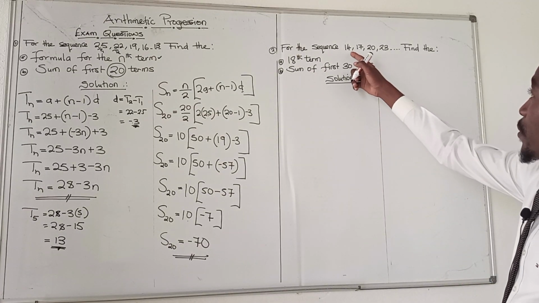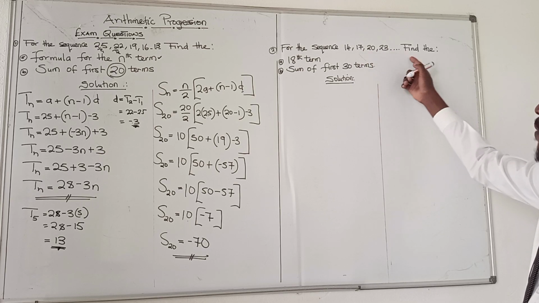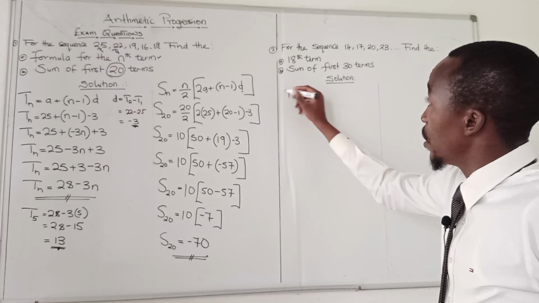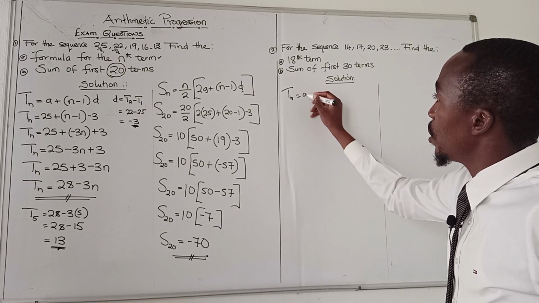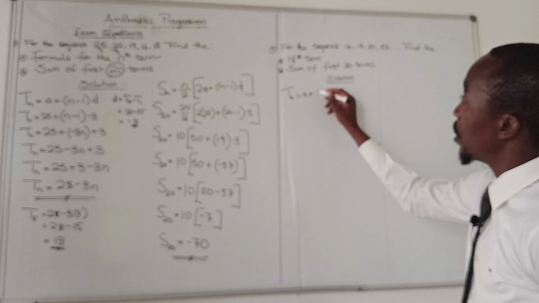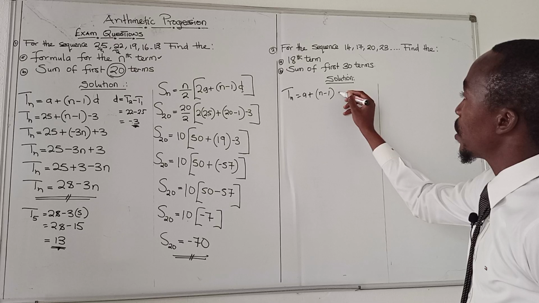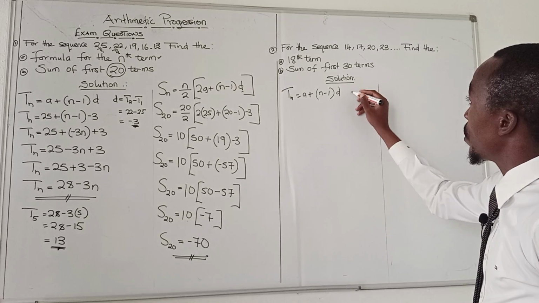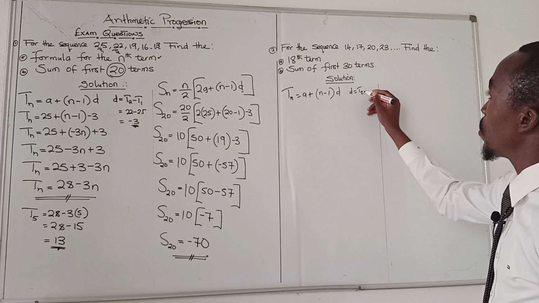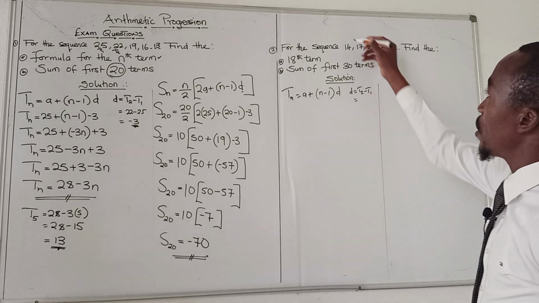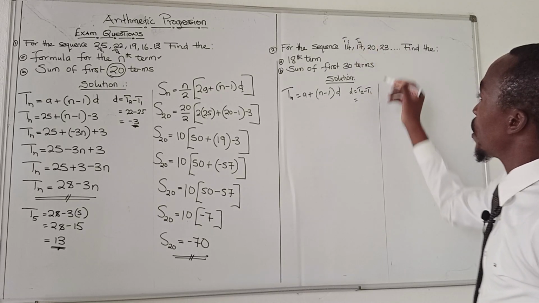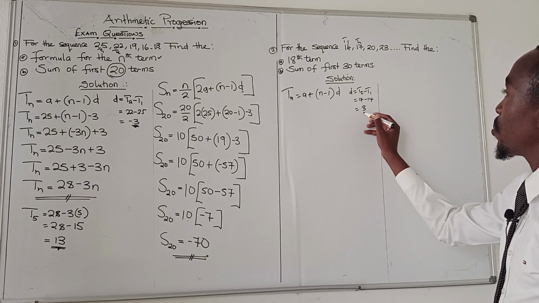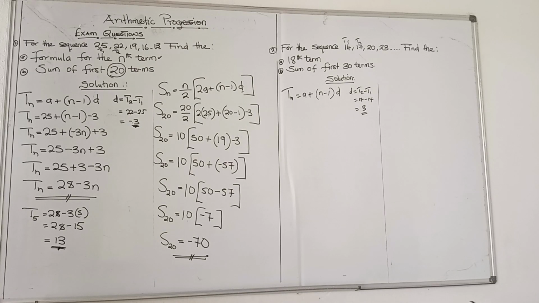Here, for the sequence 14, 17, 20, and 23, find the 18th term. So we know the formula that we use to find the missing term: Tn is equal to a plus, in brackets, n minus 1, and then your d there. So let us find the common difference. I'm going to say d is equal to term 2 minus term 1. This is our first term, this is our second term. So we're going to say 17, we take away 14. That will be what? 3. So our common difference is 3.